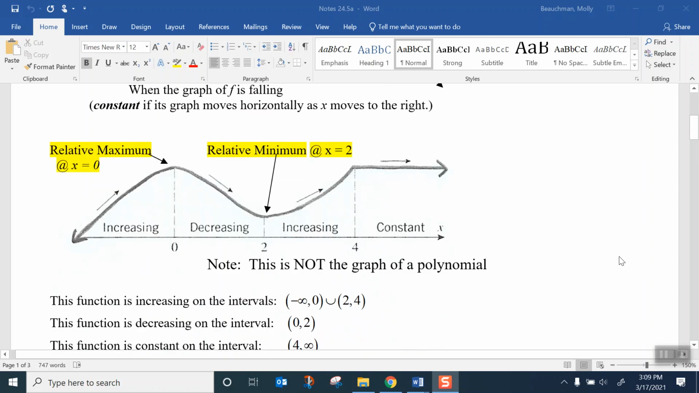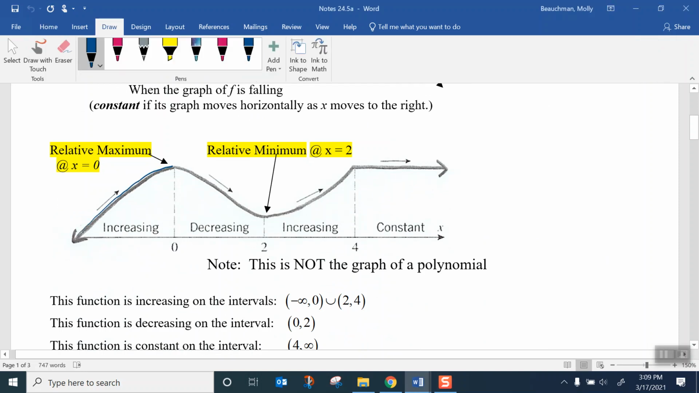So in the graph below, left to right, our function is increasing. It gets to the relative maximum at x equals 0. Then it's decreasing, with a relative minimum at x equals 2. Then it's increasing, and then it's constant. The places where it changes from increasing to decreasing, decreasing to increasing, or increasing to constant are neither increasing, decreasing, nor constant. Note, this is not a graph of a polynomial.